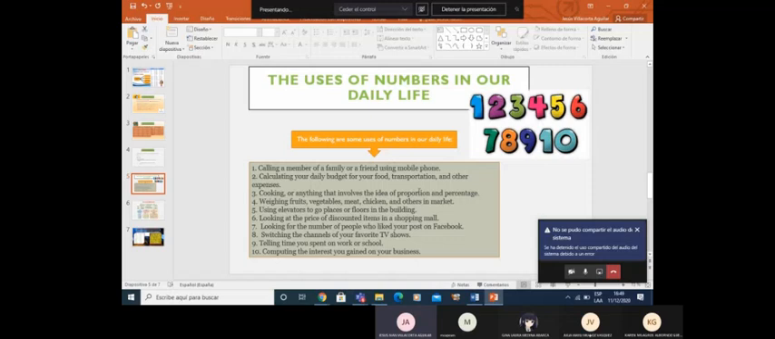Also for weighing fruits, vegetables, meat, chicken, and also using elevators, looking at the price, looking at the number of people who liked your post on Facebook, or telling the time you spent at work or school. For these cases, we use principally the numbers, and in other cases like the date, which my classmate is going to explain.